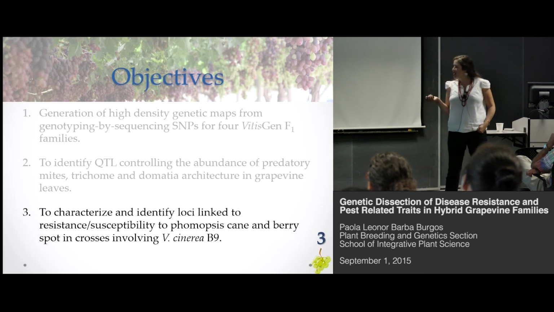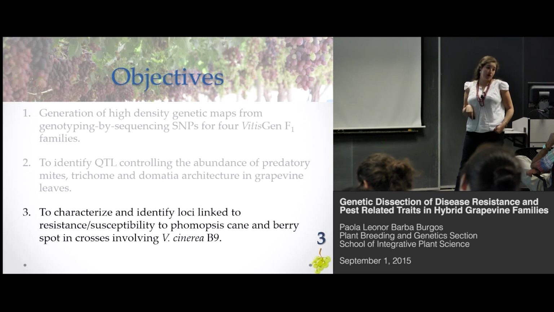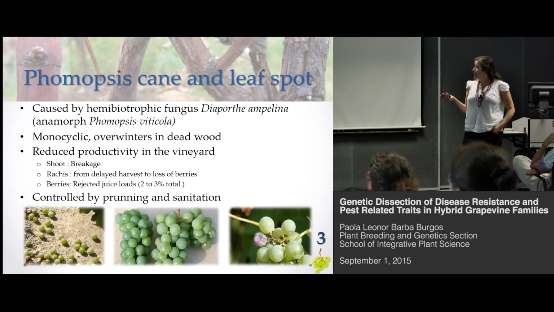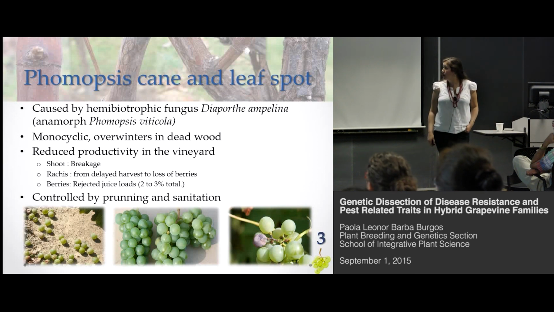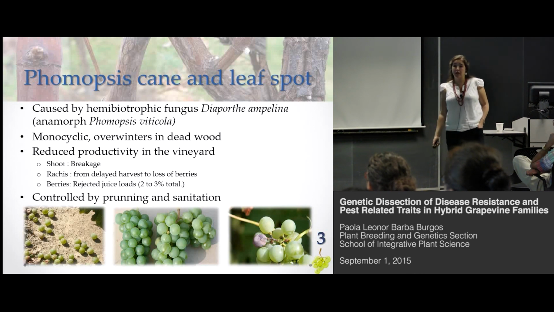So the third work was to characterize and identify loci linked to resistance or susceptibility to Phomopsis cane and leaf spot in crosses involving Vitis cinerea. Phomopsis cane and leaf spot is caused by the hemibiotrophic fungus Diaporthe ampelina, which was previously called Phomopsis viticola. That's where the name of the disease comes from.